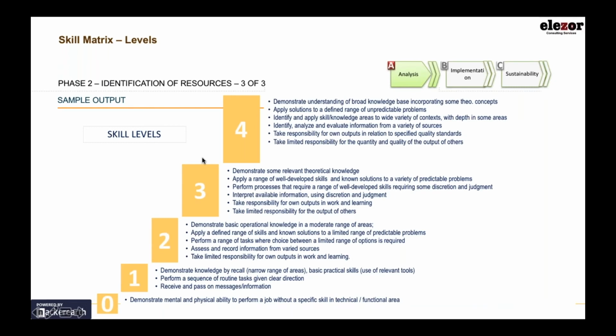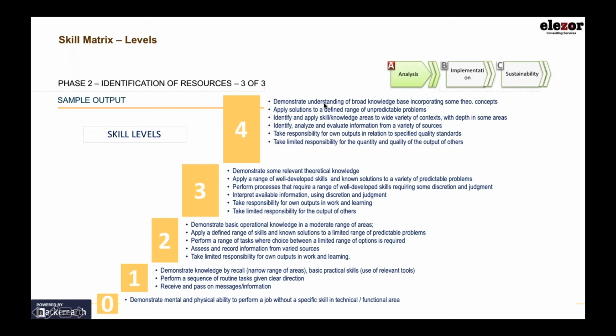Okay, so this is the definition of the 5 levels that I was talking about, 0 to 4. And as I was referring to in one of my slides earlier, levels 3 and 4 are the ones eligible for selection for the multi-skilling program. So what is it that they have that makes them eligible? Level 3 is someone who can demonstrate some relevant theoretical knowledge and can apply a range of well-developed skills and known solutions to a variety of predictable problems, can interpret available information, can take responsibility for owning outputs of the work and taking limited responsibility for the output of others.